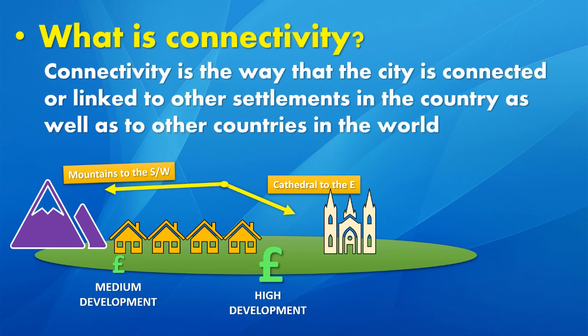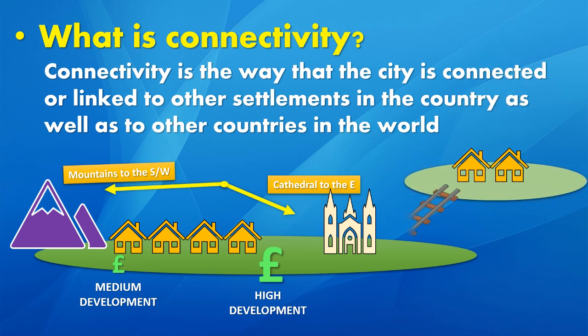Connectivity is the way that the city is connected or linked to other settlements in the country, as well as other countries in the world. If there is a settlement nearby, and you have a train link between them, that's connectivity. If they both have airports that connect them to each other and to countries outside, that's also connectivity.